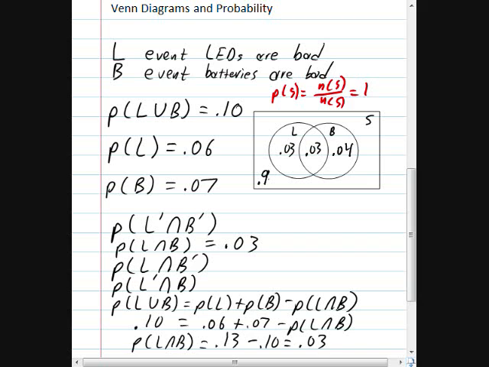The probability of L complement intersect B complement. So they do not have bad LEDs and they do not have bad batteries. That's 0.9, or a 90% chance that there's no defects. The probability that they have a bad LED and their batteries are not bad, well, that's 0.03. And finally, the probability that their batteries are bad, but their LEDs are not bad, it's 0.04.